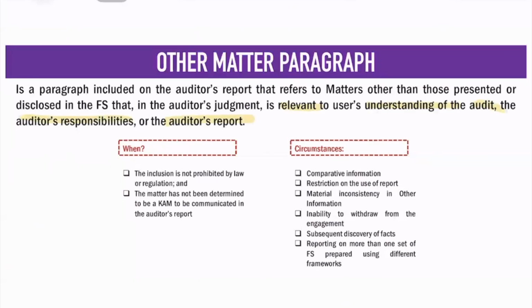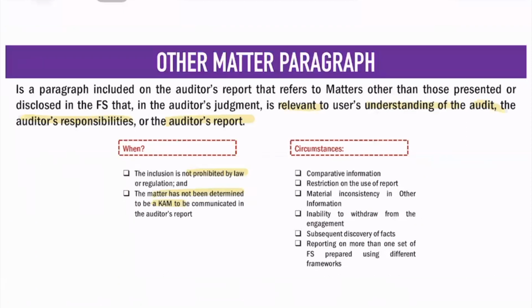So when can you place an other matter paragraph? If it is not prohibited by law and the matter has not been determined to be a key audit matter. So when can we provide an other matter paragraph? First, on comparative information. Next, if there is a restriction on the use of the report. Then material inconsistency in other information, inability to withdraw from the engagement, subsequent discovery of facts, and reporting on more than one set of FS prepared using different frameworks.